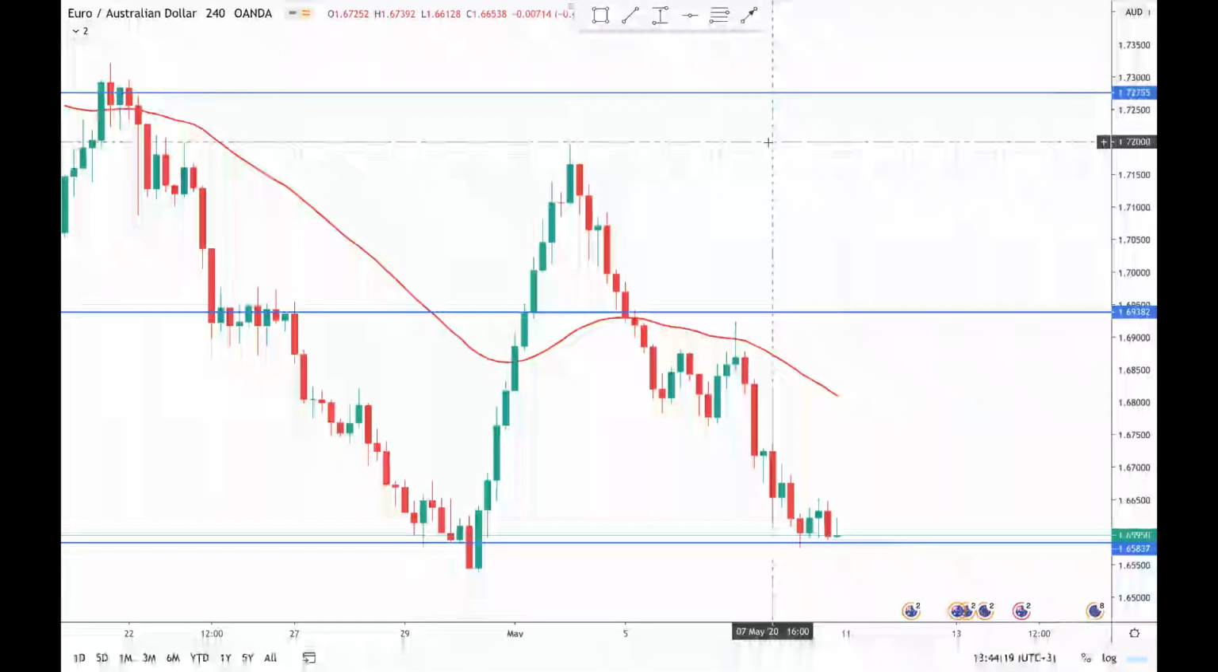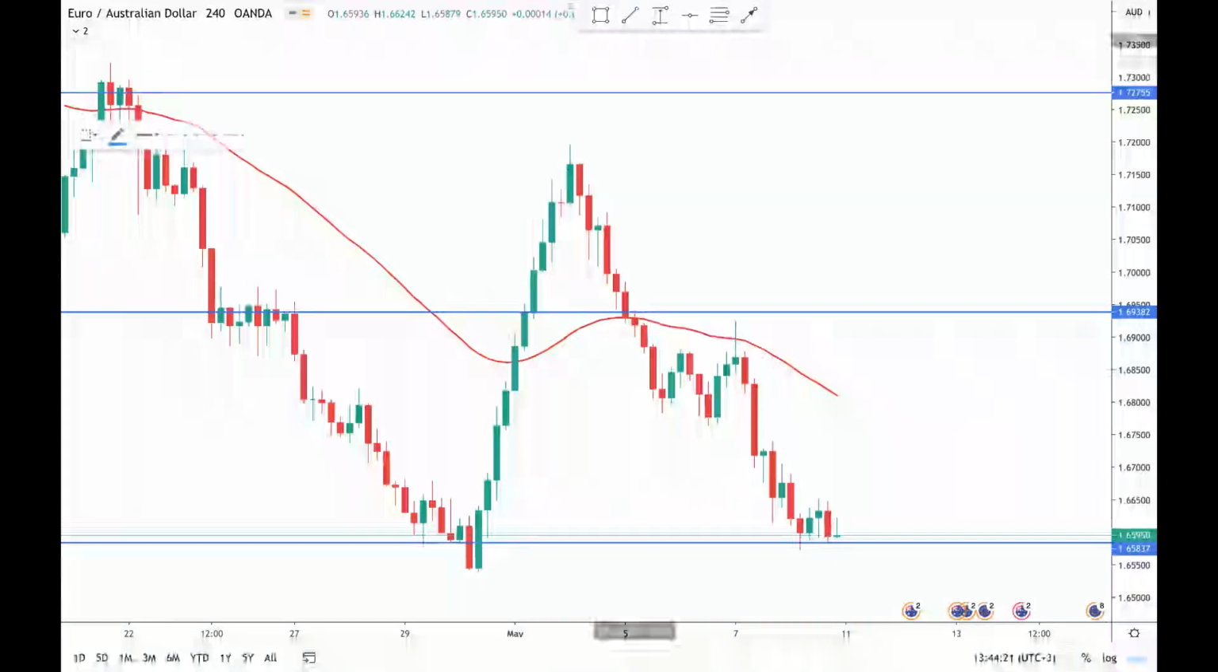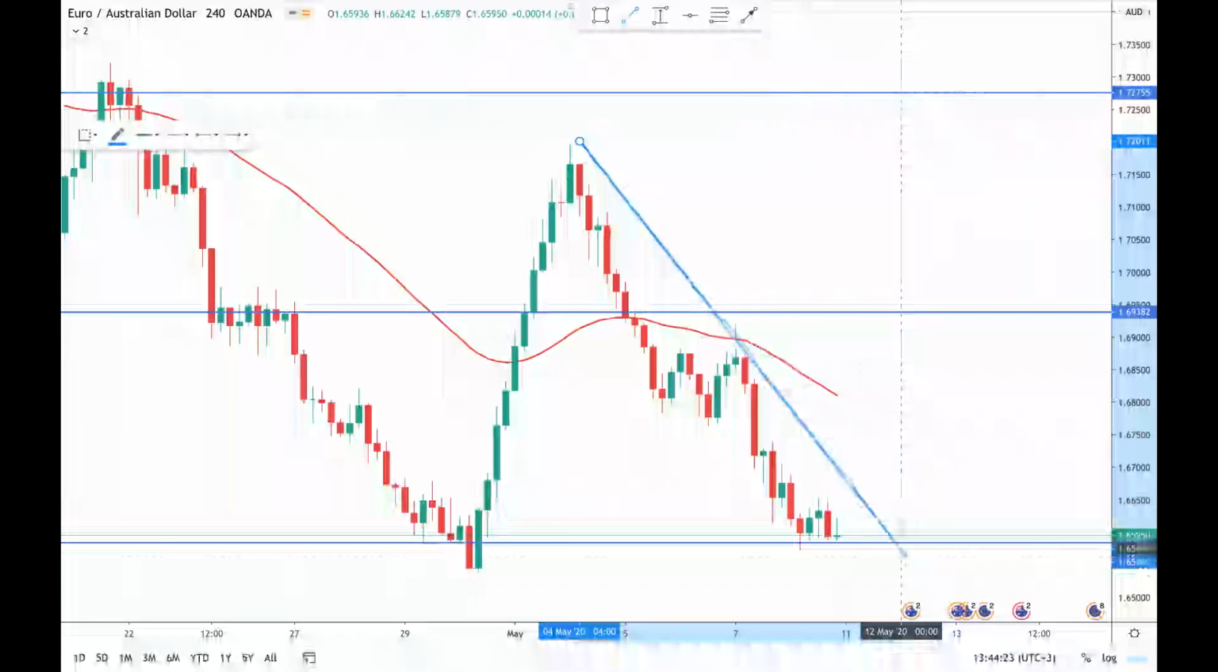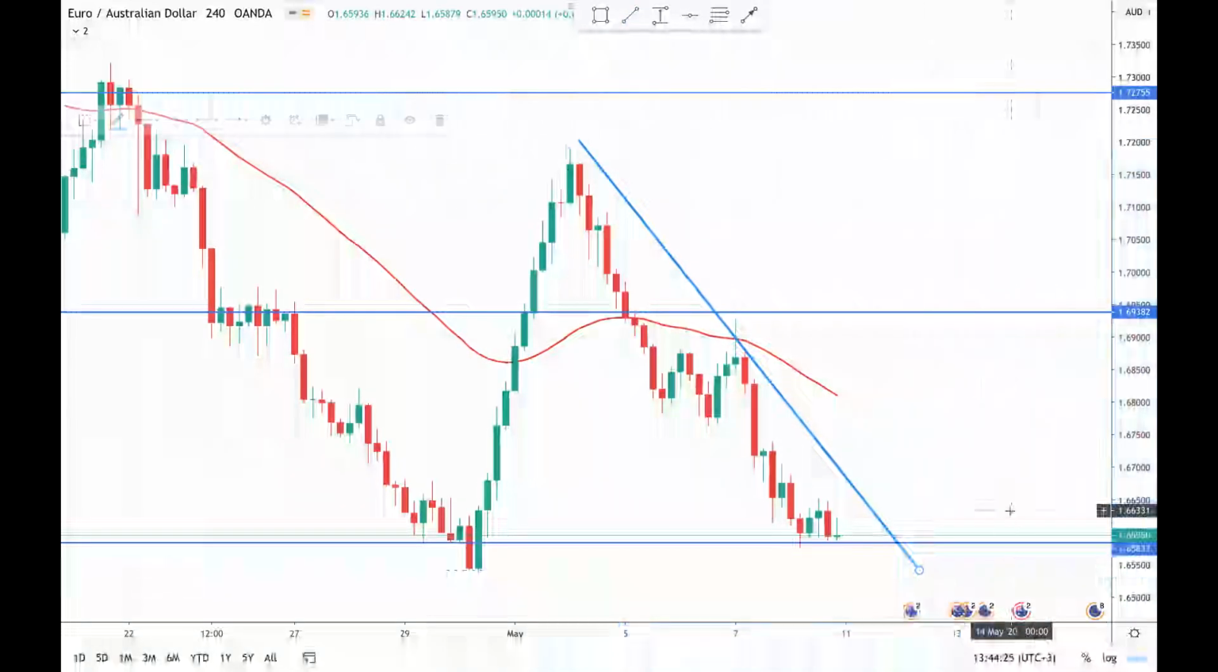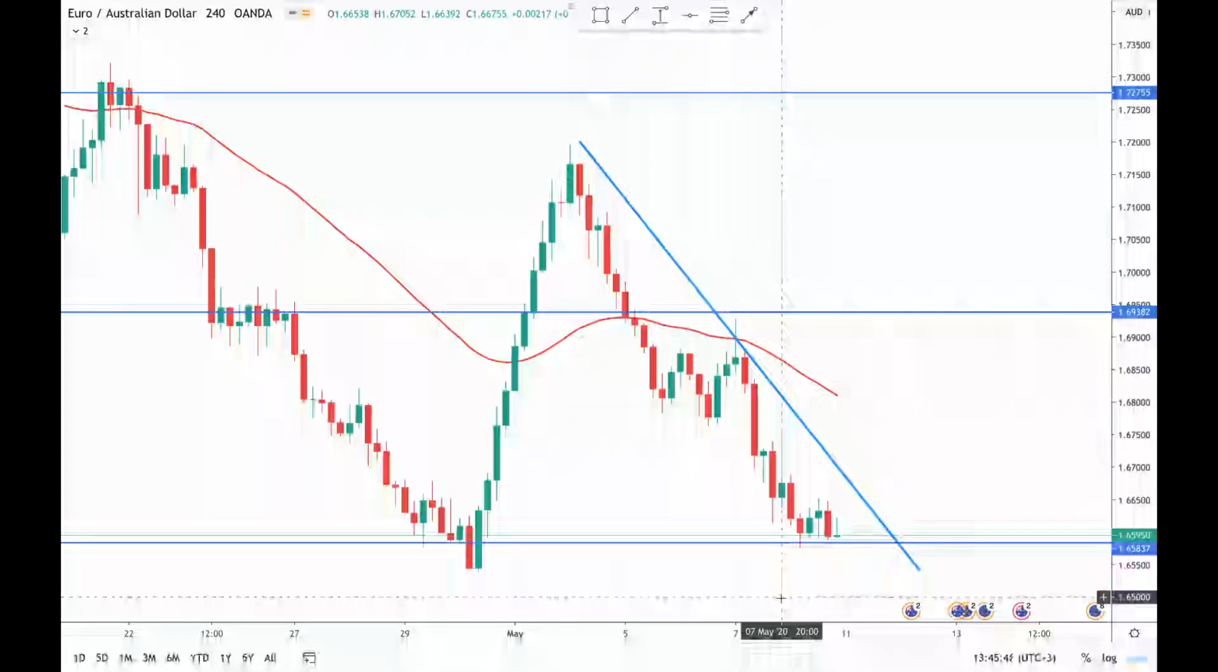So in this scenario, we again put a trend line and wait for a breakout of this trend line to confirm our bullish bias. Once this breakout occurs, we enter the trade. So here is our watch list for the next week.